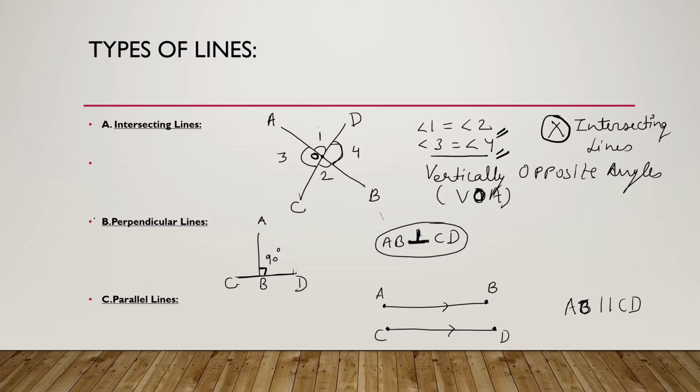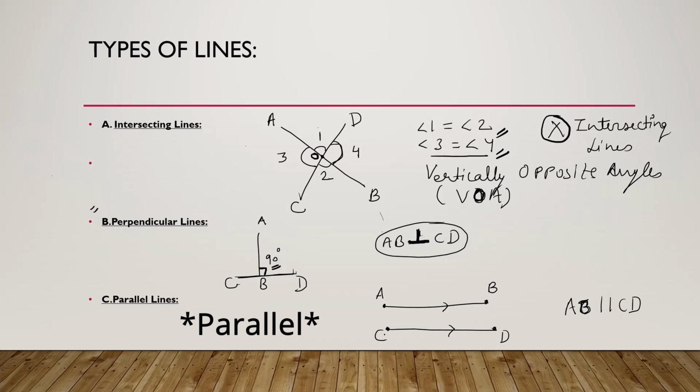Second one is perpendicular lines. Perpendicular lines are when AB is meeting CD and they are forming 90 degrees here. Those are called perpendicular lines, and the sign for this is AB is perpendicular to CD, and they are forming 90 degrees here.